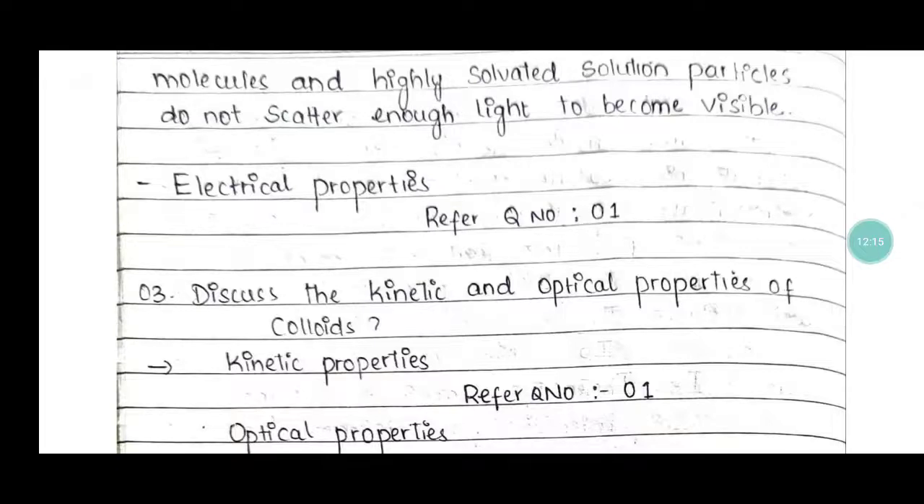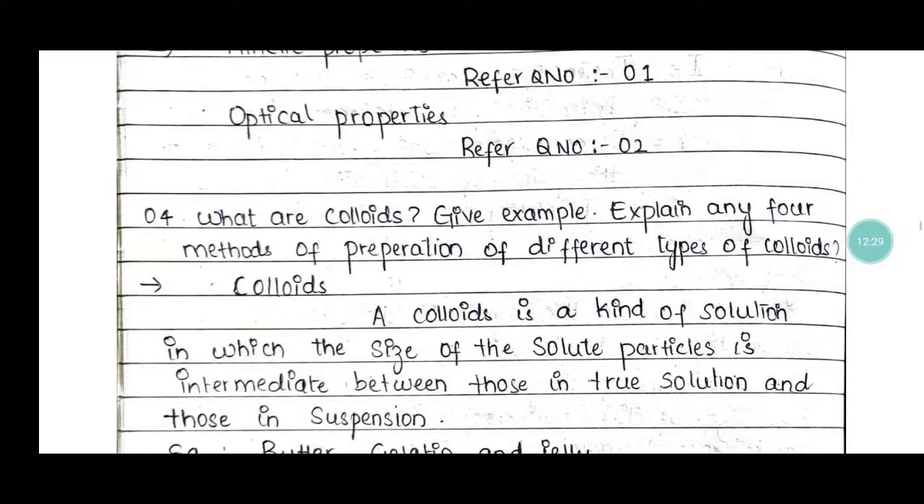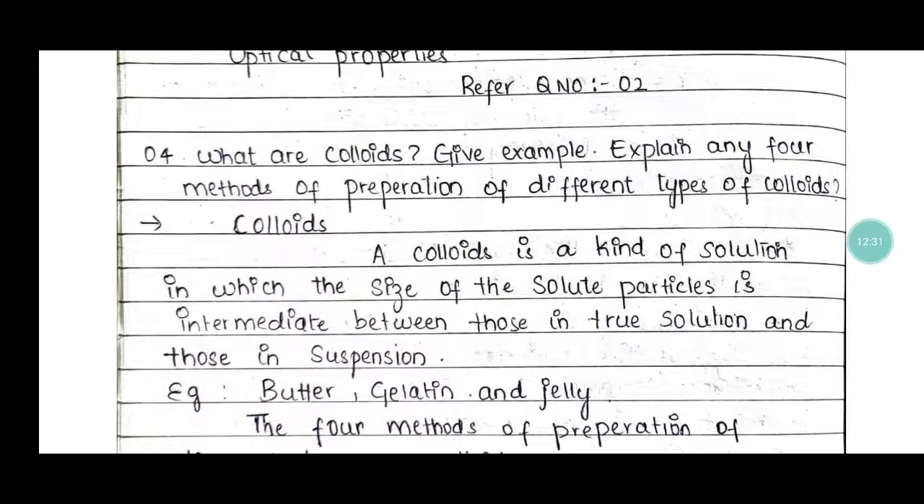Coming to the next question, that is the third one: discuss the kinetic and optical properties of the colloid. For kinetic properties, you have to refer to question number 1, and for optical properties, you have to refer to question number 2. Coming to the next question, which is the fourth: what are colloids? Give examples. Explain any 4 methods of preparation of different types of colloids.